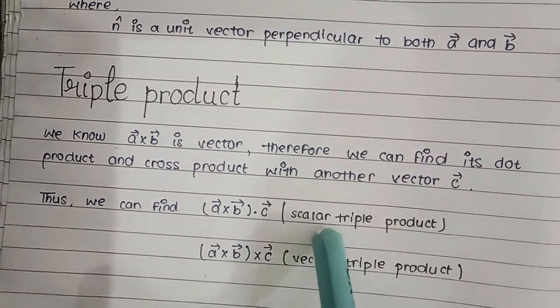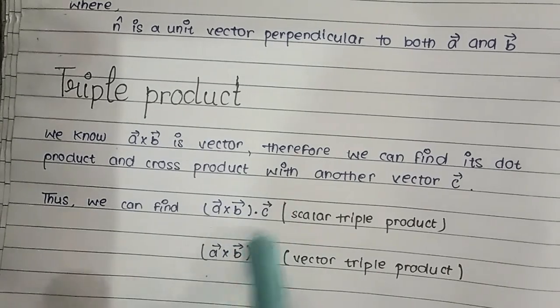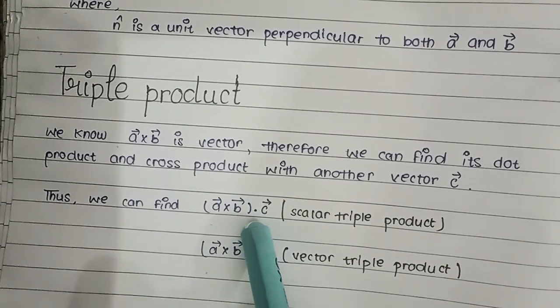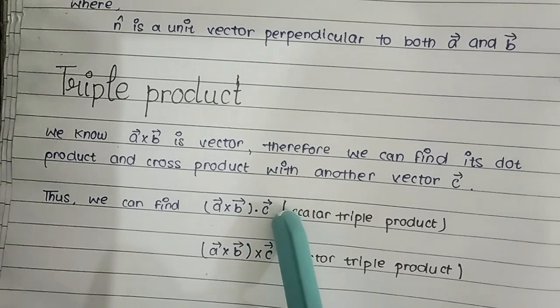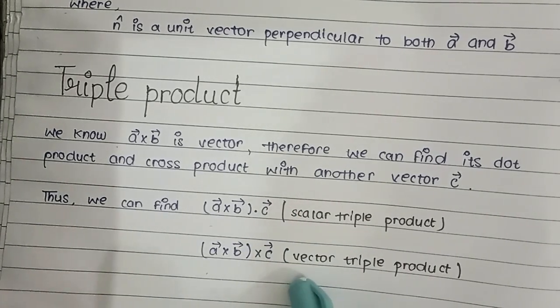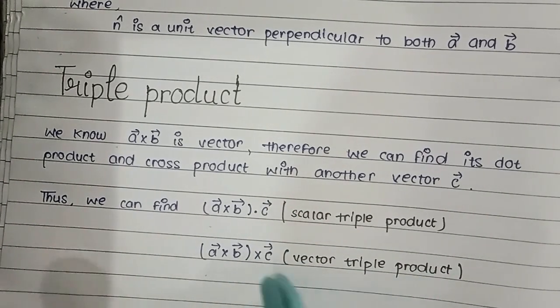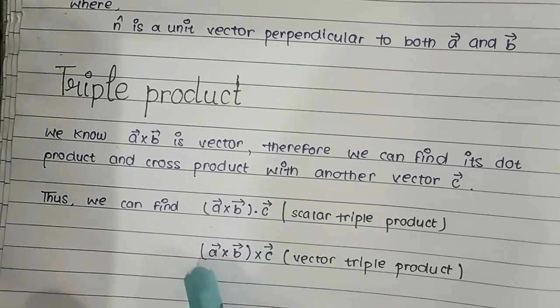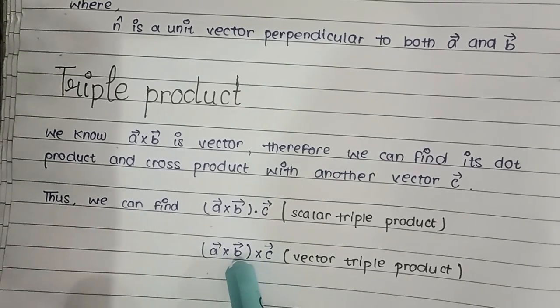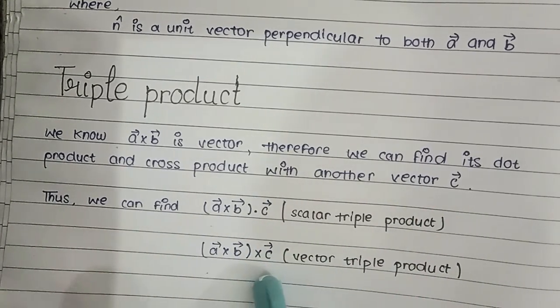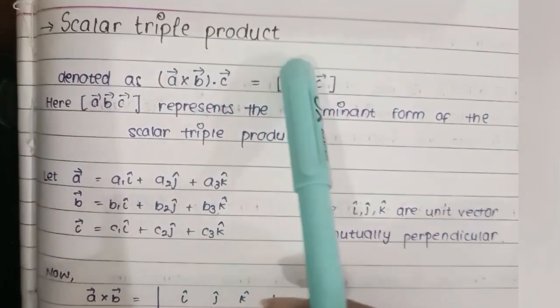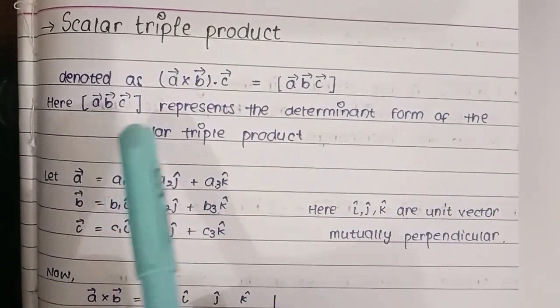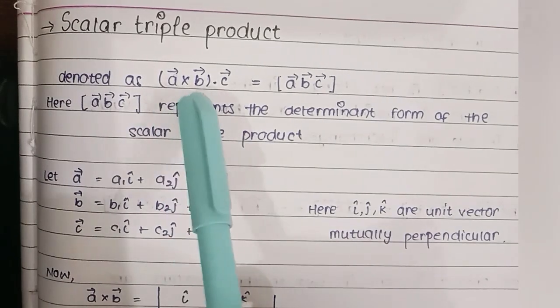Why are we calling it the scalar triple product? Because we are taking the dot product of this vector a cross b and another vector c vector. And why are we saying vector triple product here? Because we are taking the cross product of vector a cross b vector and the other vector, which is c vector.